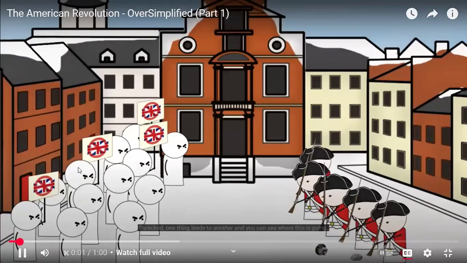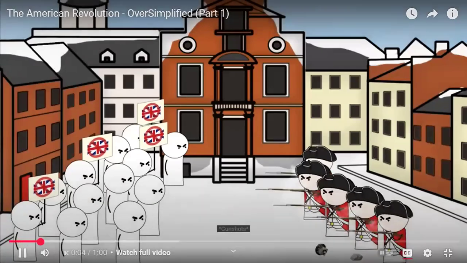Soldiers outnumbered, panicked. One thing leads to another, and you can see where this is going.